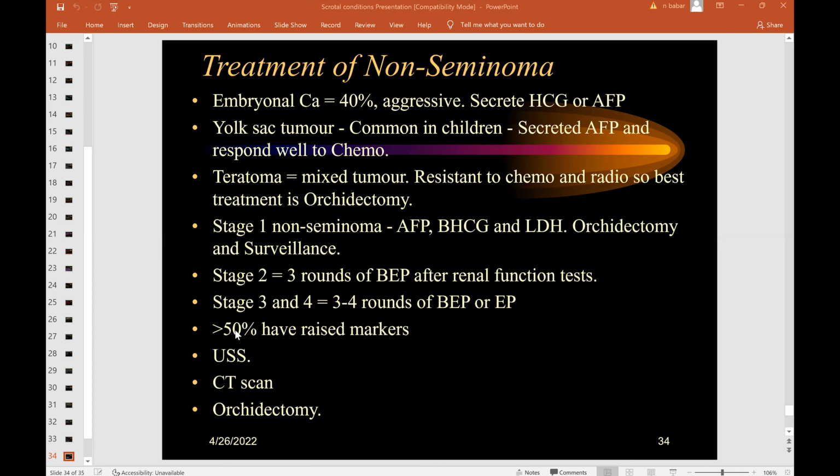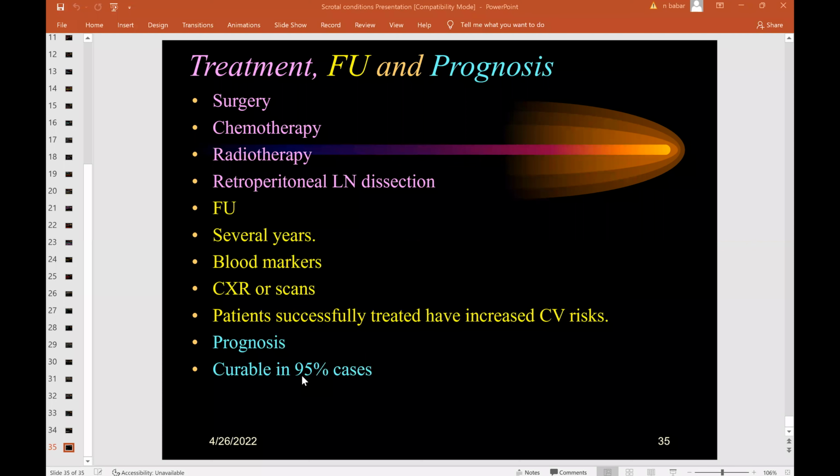50% of non-seminomas have raised markers. The investigations of use are ultrasound scan, CT scan of the abdomen or of the lung, following orchidectomy. So if the treatment is offered, the choices are surgery, which is always the case, orchidectomy, inguinal orchidectomy, chemotherapy, which I have described, radiotherapy in case it's aggressive, and or retroperitoneal lymph node dissection followed by radiotherapy.